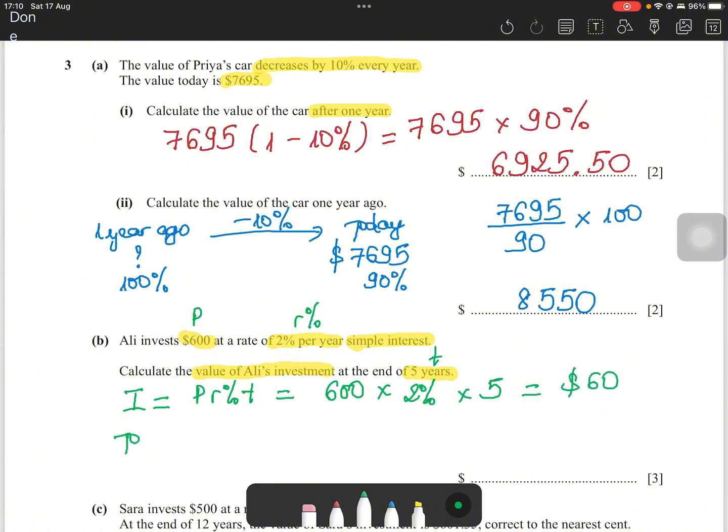And to find the total of the investment, we need to add up the principal and the interest together. The principal is 600. The interest is 60, so the total value is $660.